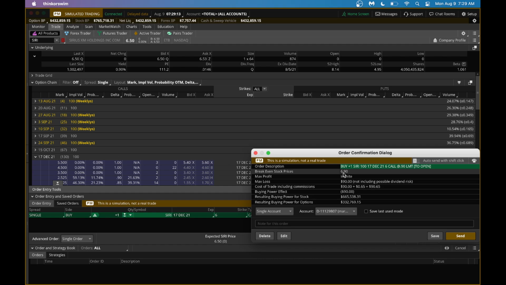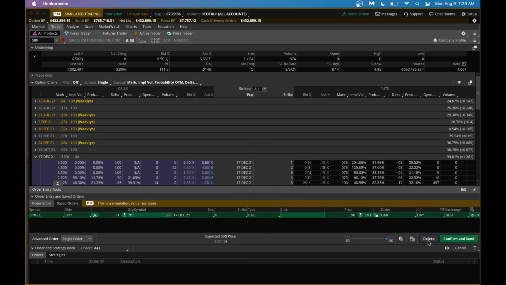If the stock is below $6.90 by the 17th of December, you will lose your money. But you don't need to wait till the expiration date. You can trade this option for a profit or a loss even before the expiration date. So with that, this is one way to play. Next, we'll look at a spreading game.